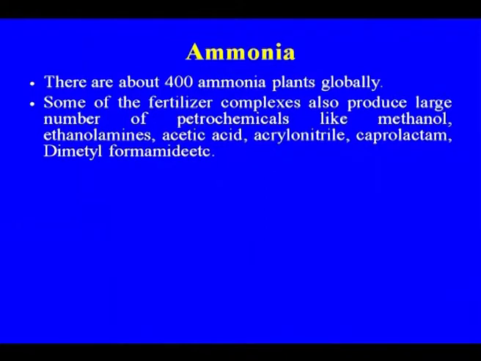There are more than 400 ammonia plants globally. Some of the fertilizer complexes also produce a large number of petrochemicals like methanol, ethanolamine, acetic acid, acrylonitrile, caprolactam, dimethyl formamide, and a few more.